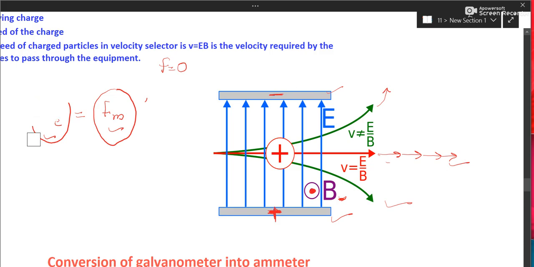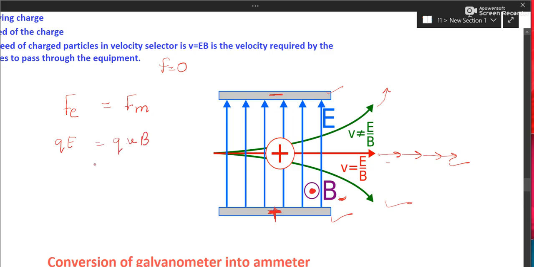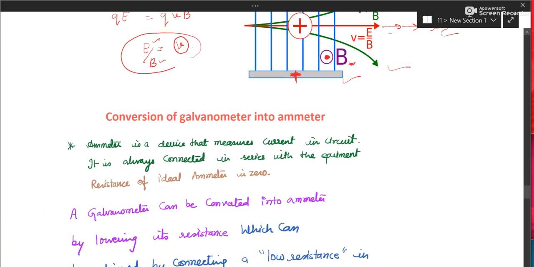So what is the essential condition? The electrostatic force experienced by the charge and the magnetic force experienced by the charge must be equal and opposite. So it is QE equals QVB. The sine is obviously 90 degrees, so Q cancels, and velocity is equal to E by B. So these velocities will go straight, undeflected. This is the concept of velocity selector.